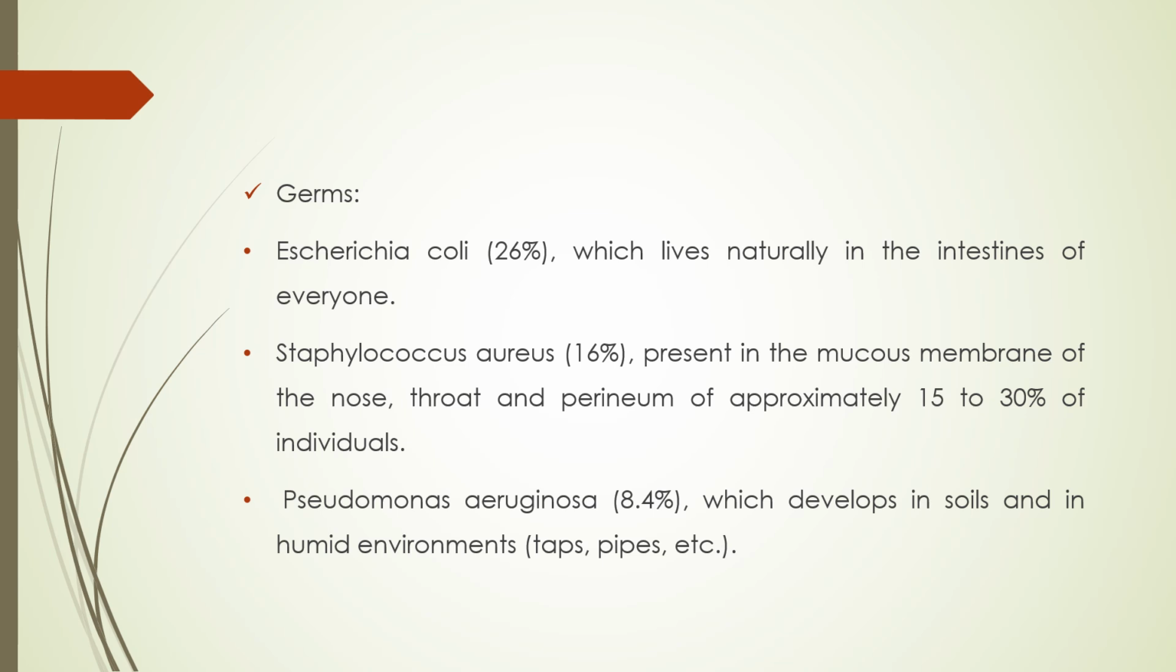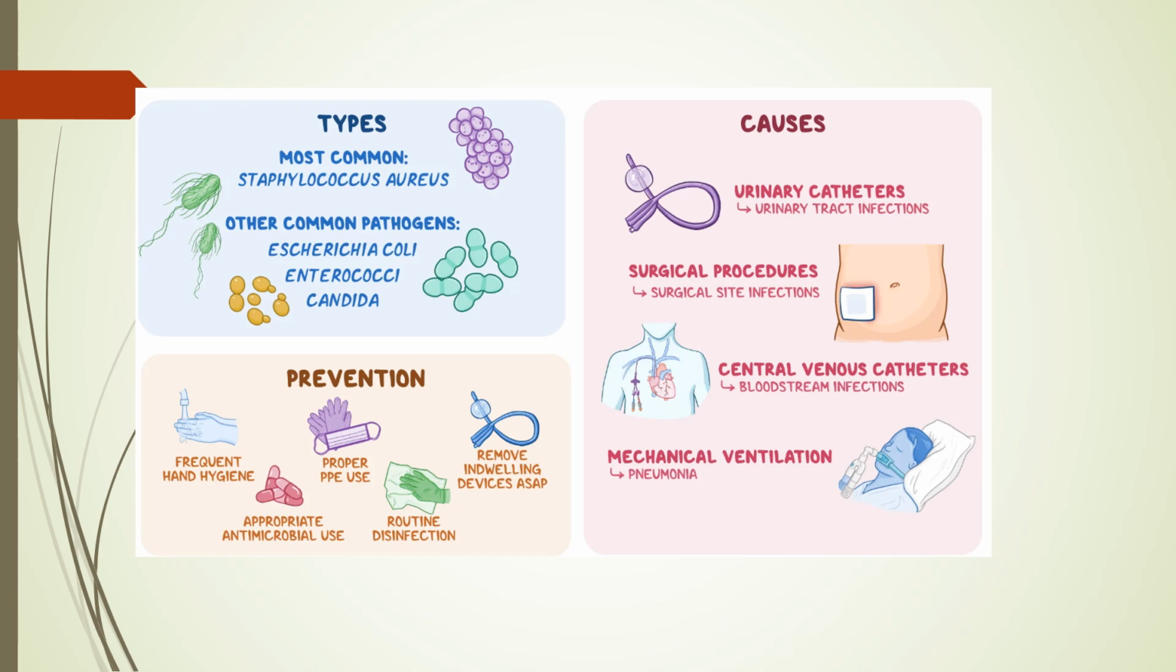The most common germs are Escherichia coli, which lives naturally in the intestines of everyone. Secondly, Staphylococcus aureus, which is present in the mucous membrane of the nose, throat, and perineum of approximately 15 to 30% of individuals. Then Pseudomonas aeruginosa, which develops in soils and humid environments. So, as we have said, the most common pathogens are Escherichia coli, Enterococcus, and sometimes Candida, but rarely, but the most common is Staphylococcus aureus.